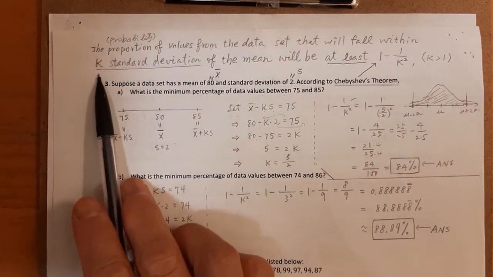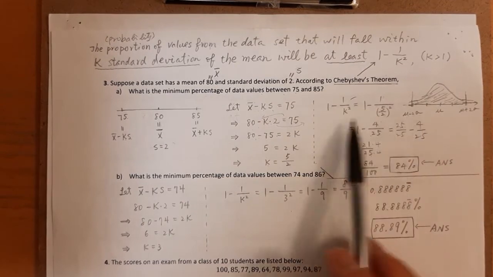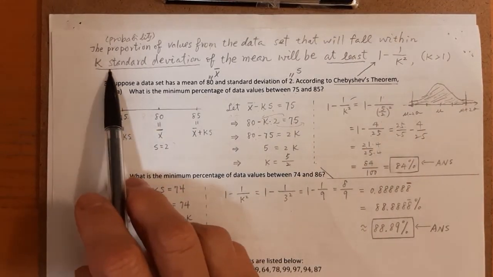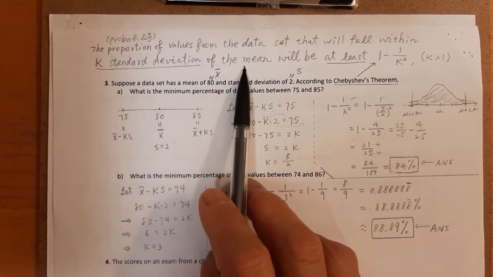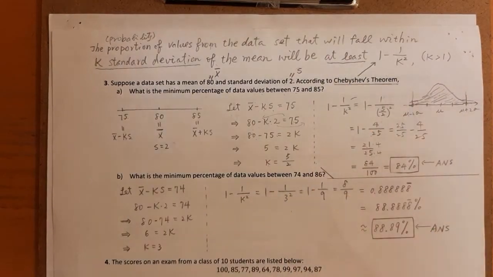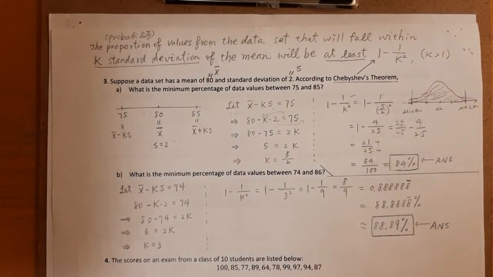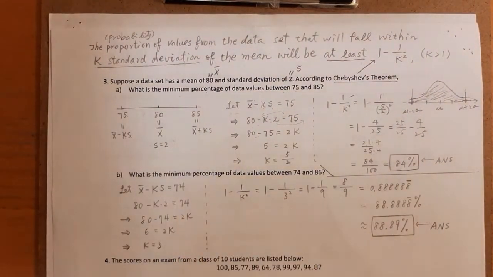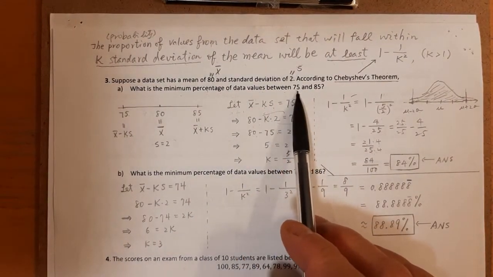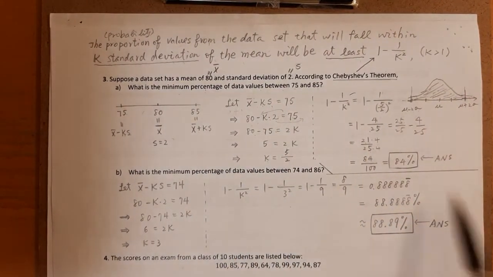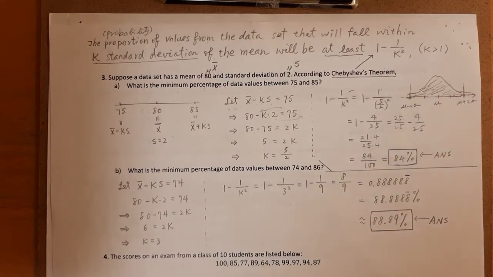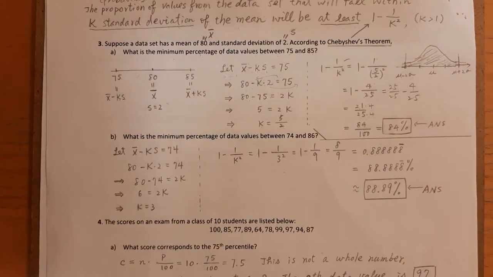So this area, if k is 5 over 2, then under the curve, 5 over 2 is 2.5 standard deviations of the mean will be at least 84%. So the minimum percentage of data values between 75 and 85 is 84%. Next one.